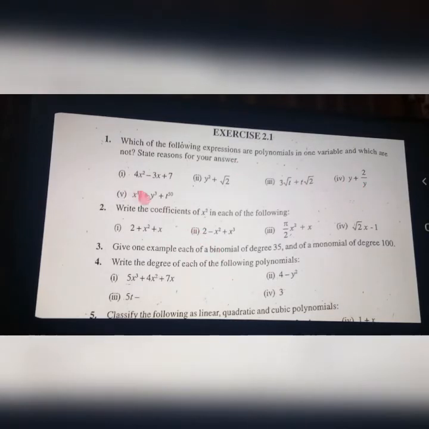And here, it is a polynomial, but how many variables are there? x is there, y is there, t is there. How many variables are there? 3 variables are there. So your question is to find polynomials in one variable. So this is a polynomial in how many variables? 3 variables. Okay.